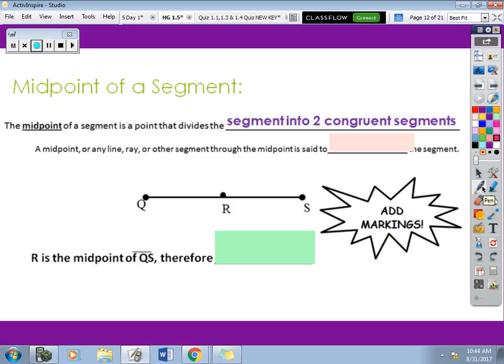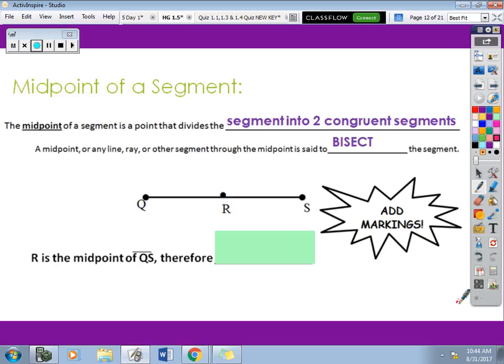Now, another way that you can see this definition: if you have a midpoint, and you take a line or a segment that goes through the midpoint, it is said to bisect the segment. Bisect is a word that tells you it's being cut in half, equally down the middle. Think of dissecting a frog.